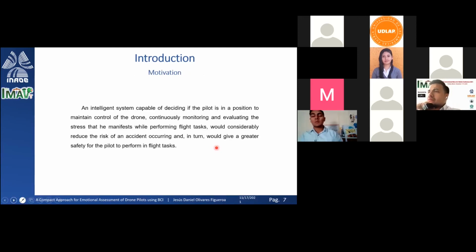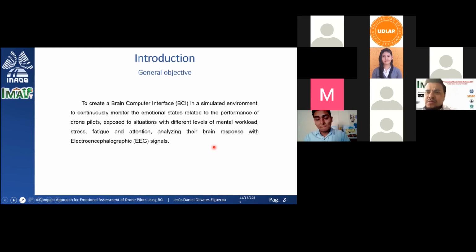This motivated us to propose an intelligent system to continuously monitor the emotional states of the drone pilots. We think this will considerably reduce the risk of an accident occurring and will give greater safety for the pilot. Our main objective is to create a brain-computer interface, or BCI, in a simulated environment as a first approach to monitor the emotional states related to the performance of drone pilots.